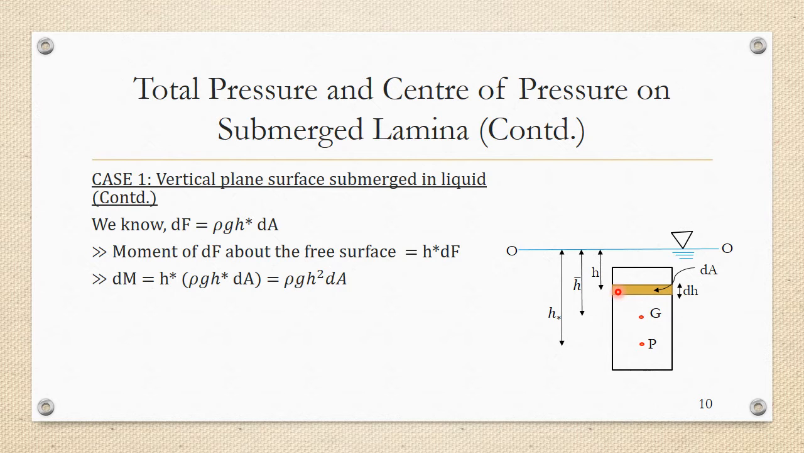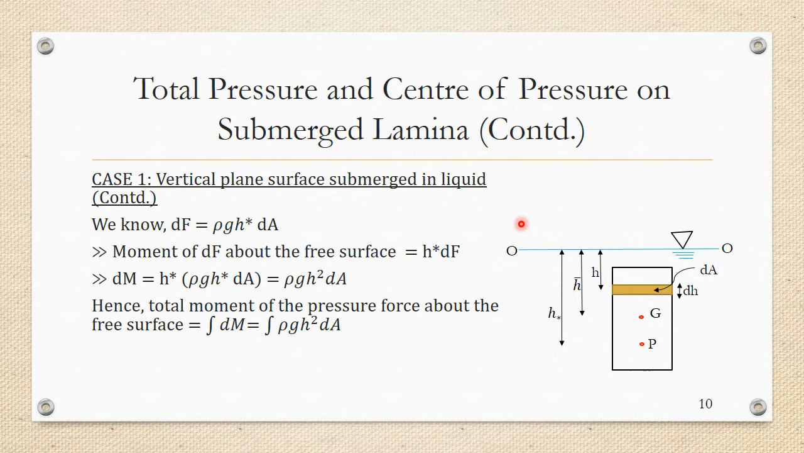So dM is equal to h into dF, which means h into rho gh into dA, or rho g h squared times dA. You can see where I'm going with this, because integral y squared dA is equal to Ixx. So I have to integrate it. This is the moment of the small elemental strip about the OO axis. I can take millions of strips like this on the area and integrate them to get the total moment of this area A about the OO axis.